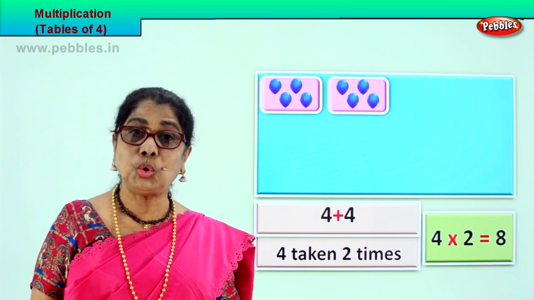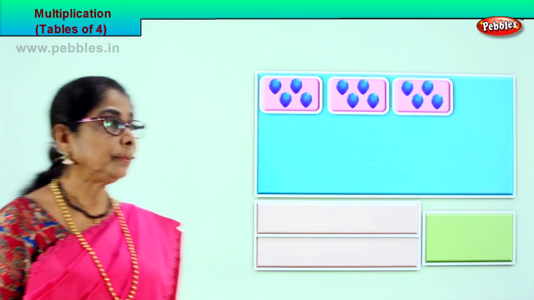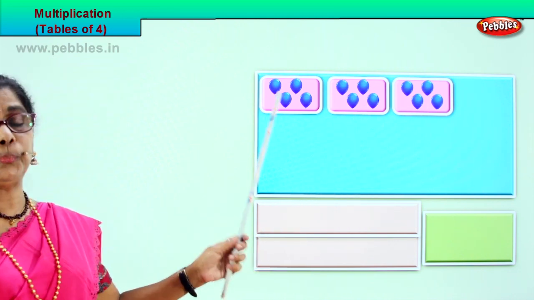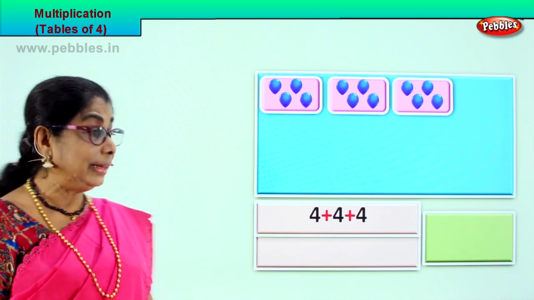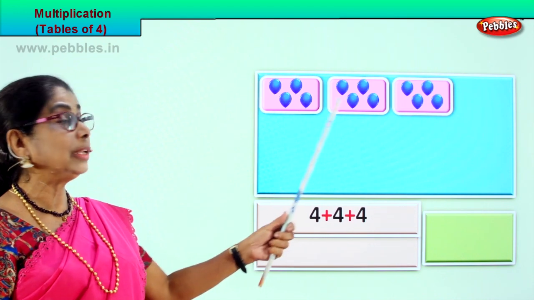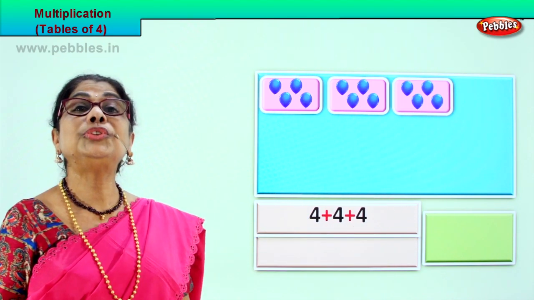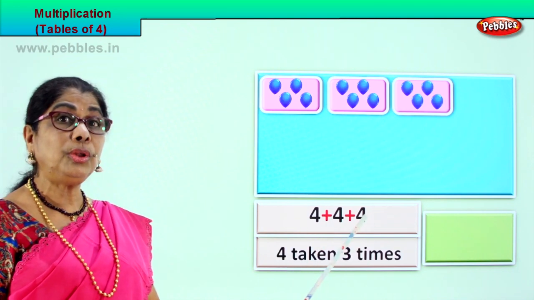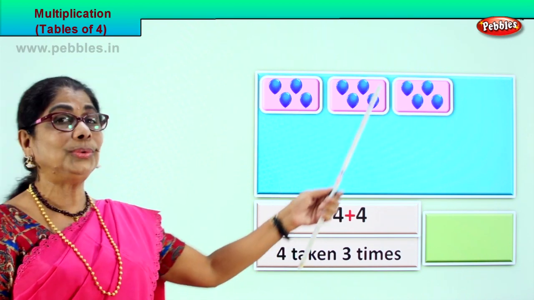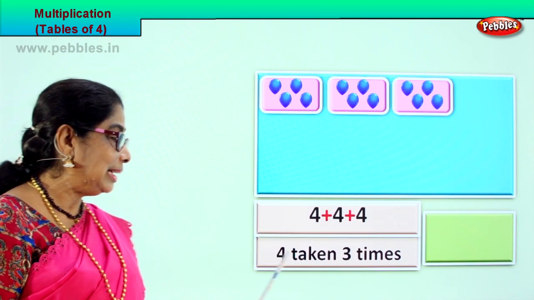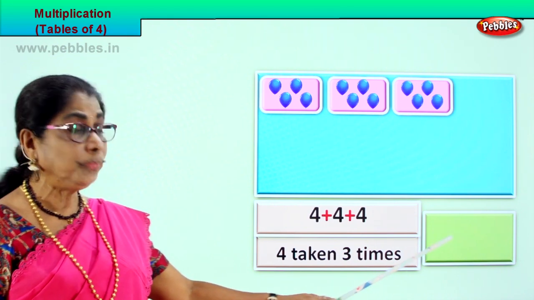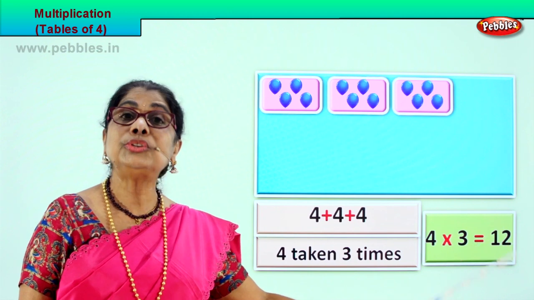Good. Now let's take another grouping of 4. Shall we? Look, group 1, 2, 3, 4, 4, 4. Multiplication is repeated addition. So we have 4 plus 4 plus 4. What is 4 plus 4 plus 4? 4 plus 4, 8 plus 4, 12. How many times 4 taken? 4 taken 3 times. 1, 2, 3. And that is 4 into 3. 4 3s are 12. 4 into 3 is equal to 12.